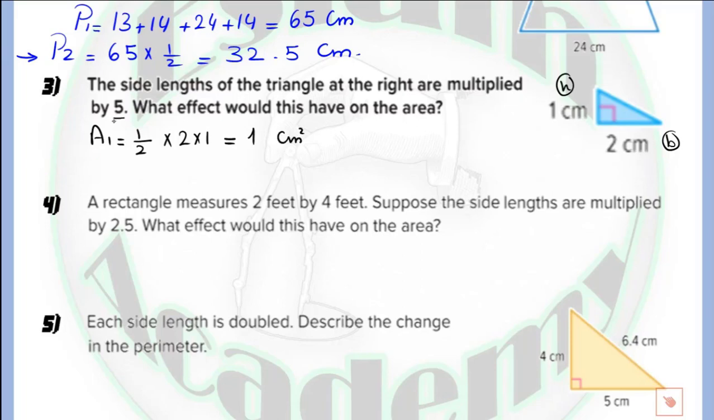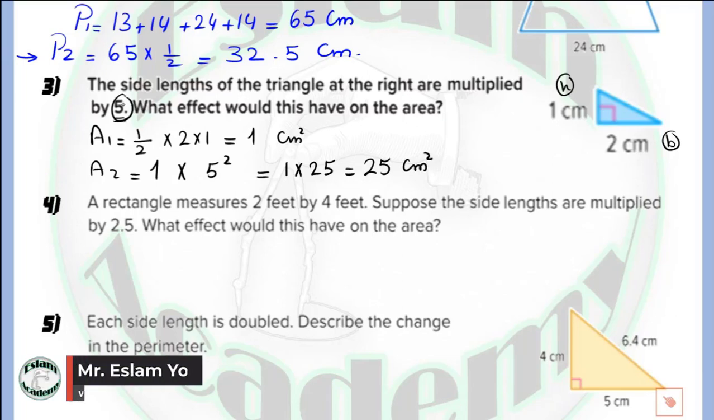As we multiply the side now by 5, to find the second area, we just multiply the area number 1 by 5 to the power 2. Because you multiply all of the sides by 5, to find the new area, multiply by 5 squared. So the new area now will be 1 multiplied by 25. The answer would be equal to 25 centimeters squared. So if you multiply the side by any number, the perimeter will be multiplied by the same number. But for the area, you will square this number.